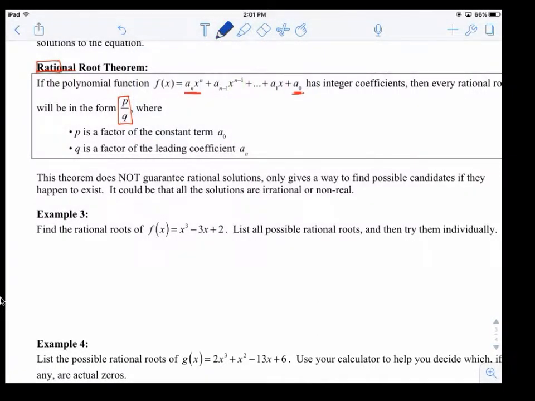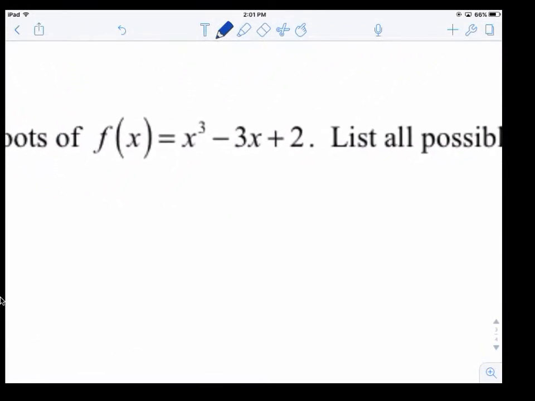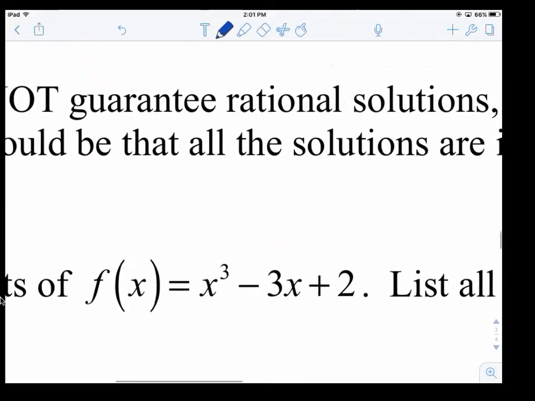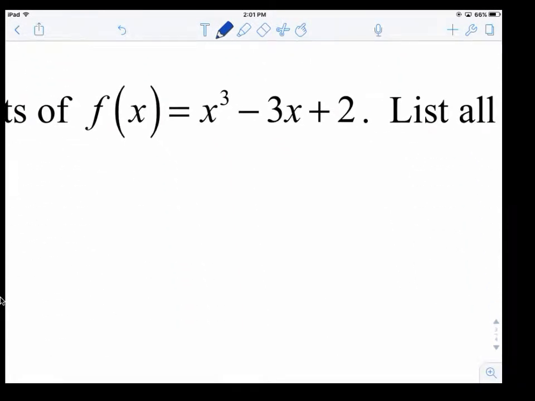Okay. Find the rational roots of x cubed minus 3x plus 2. Okay, so what do I call it? That is the constant term. What would the constant term here be? 2, right? Now, what are the factors of 2? 1 and 2. Now, don't forget the plus or minus. Plus or minus 1 and plus or minus 2.